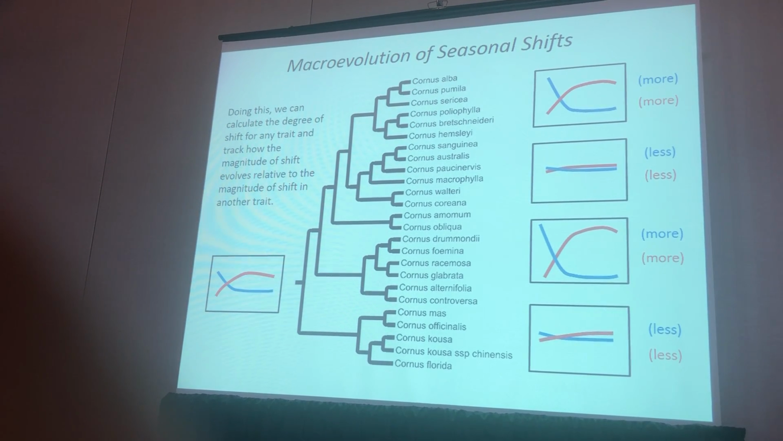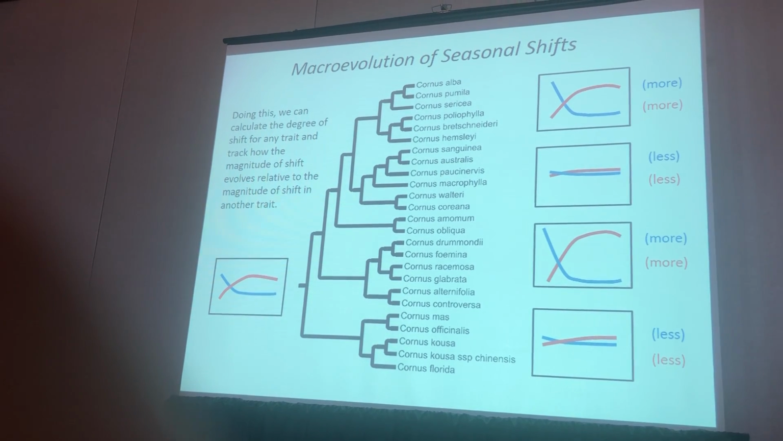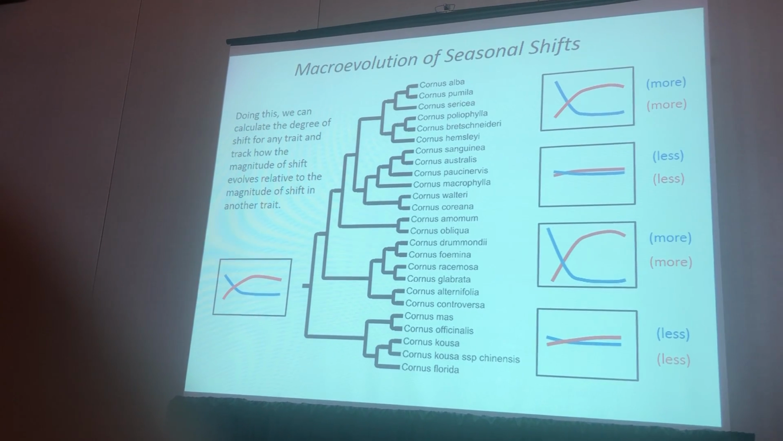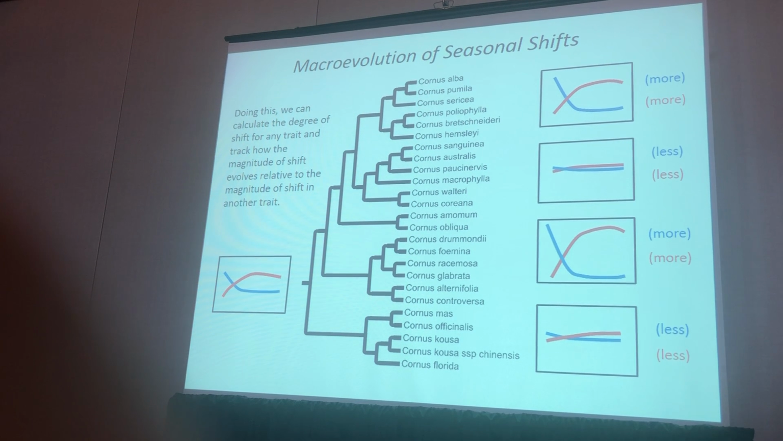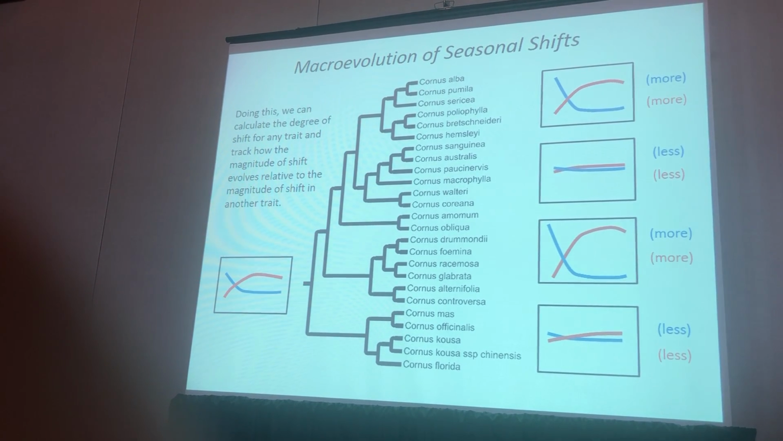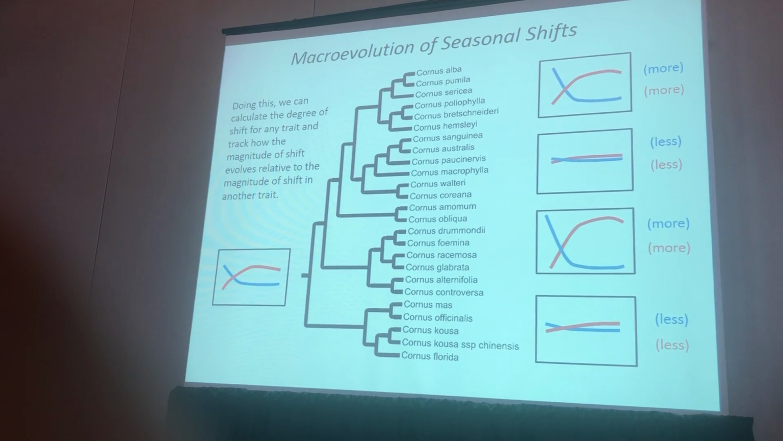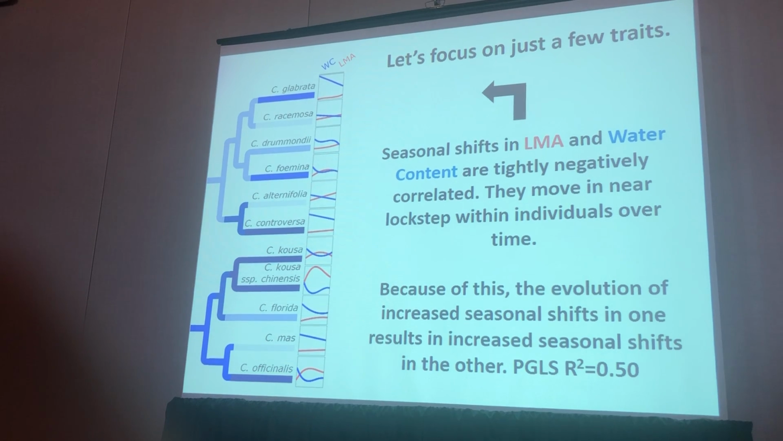So in this case, you have really correlated evolution, it seems. You get more shift in one trait, you get a lot of shift in the other trait evolving. When less shift evolves in a species, in that lineage, you get the evolution of less shift in the other trait. It's kind of saying the word shift a lot, but I think you get what I'm going at here, hopefully. If we do this, let's just look at a couple of traits.